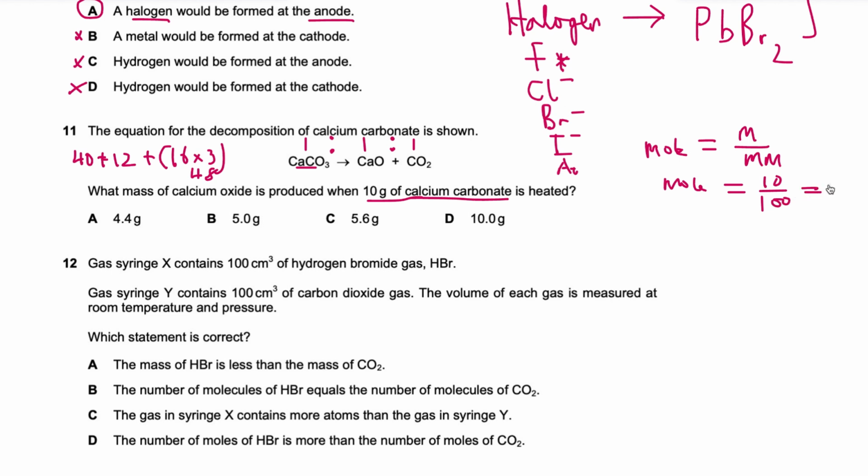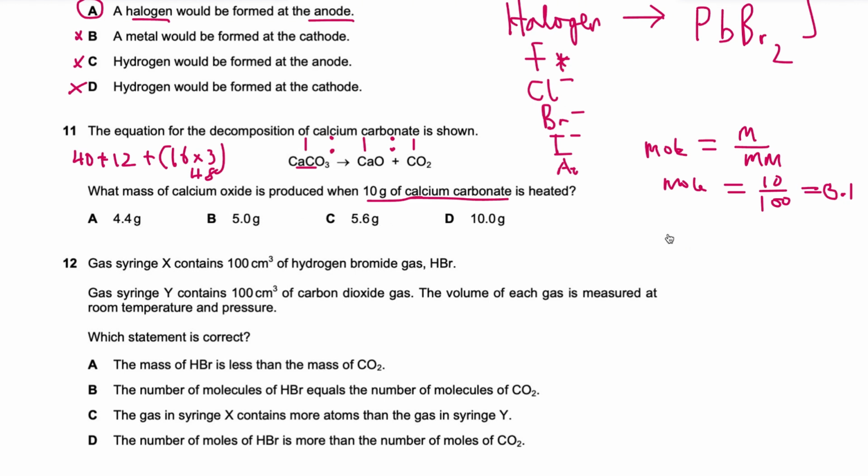Now, if the mole of calcium carbonate is 0.1, what would be the mole of the one they asked us to calculate? They ask, what is the mass of calcium oxide? Before you do the math, you have to know that the mole of this calcium oxide will also be the same, 0.1. Why? Because they have the same molar ratio.